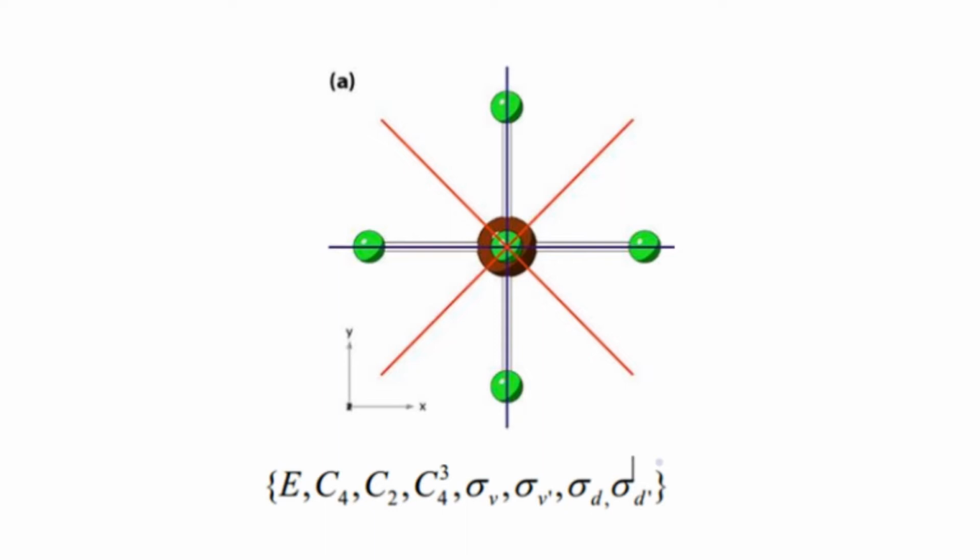Here we can see, first of all, the identity, C4, C2, C4 thrice. C4 thrice means if we rotate this molecule by the rotation of C4 three times, there will be no change in the shape of this molecule of BrF5, and 4 sigmas are present, 2 sigma v's and 2 sigma d's.